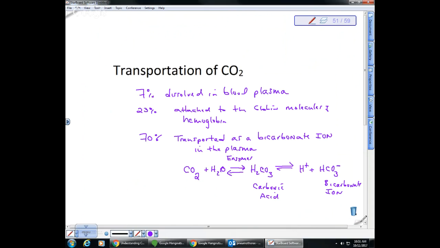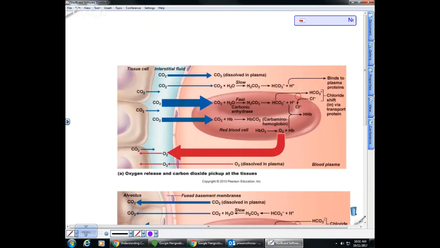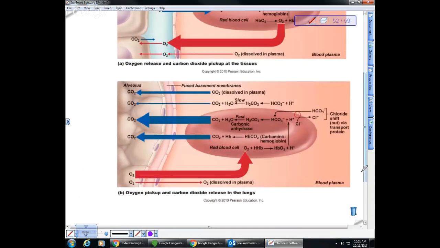So in your book, they have a picture of this. You don't need to know the name of the enzyme, but you can see that CO2 here, we have carbonic anhydrase, which converts it to HCO3. And then we have to convert it back from HCO3 back to CO2 and water in order to breathe it back out.